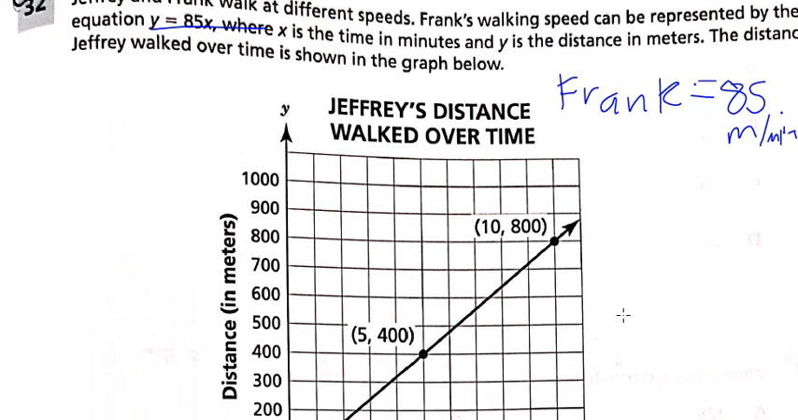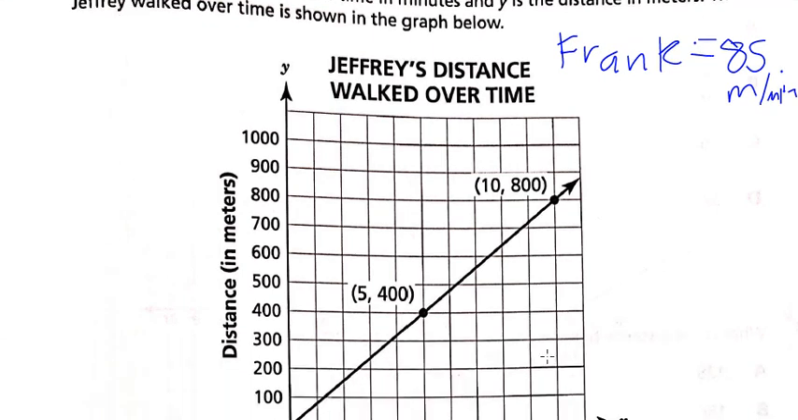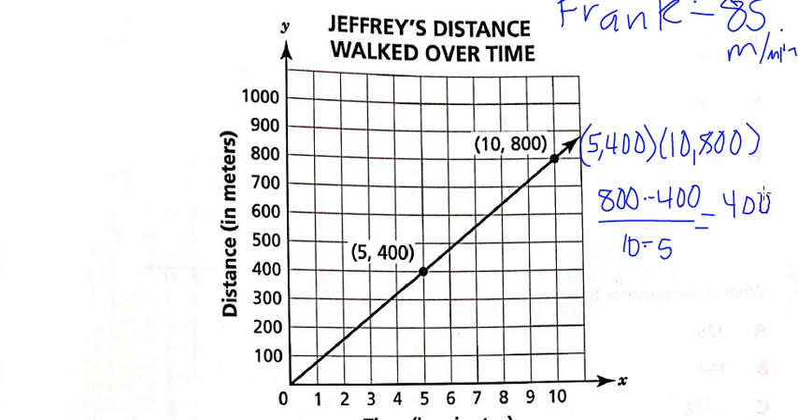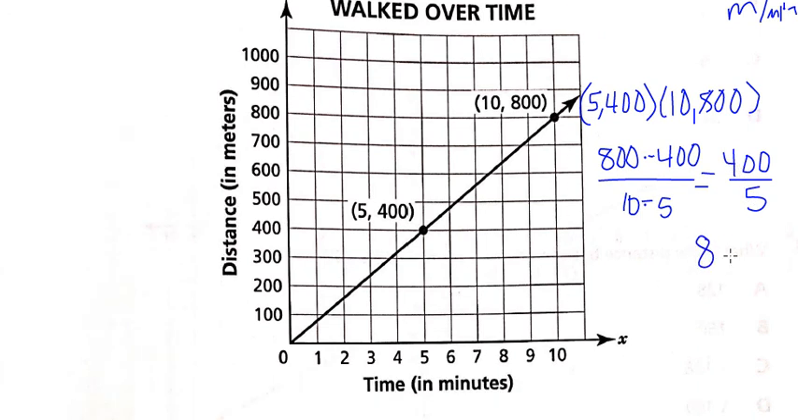All right, so for Jeffrey, we just need to pull out those ordered pairs and find our slope. That's going to be (5, 400) and (10, 800). So that's going to be 800 minus 400 over 10 minus 5. That's going to give us 400 over 5. Well, 40 divided by 5 is 8. So that's going to give us 80 meters per minute.